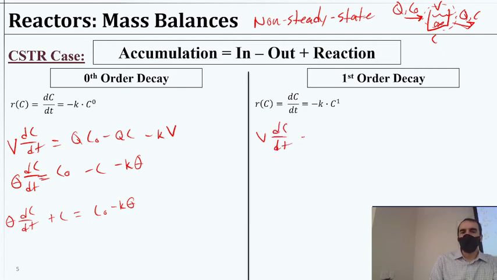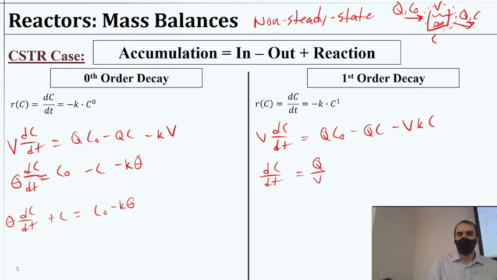V dc dt is equal to Q C naught minus QC plus the reaction, which is minus V K C in this case. And so here, we're looking for this dc dt. I'm just going to go ahead and divide everything by volume this time, see if that's more convenient. Q over V C naught minus Q over V C minus KC. So we'd want the C's on the same term.